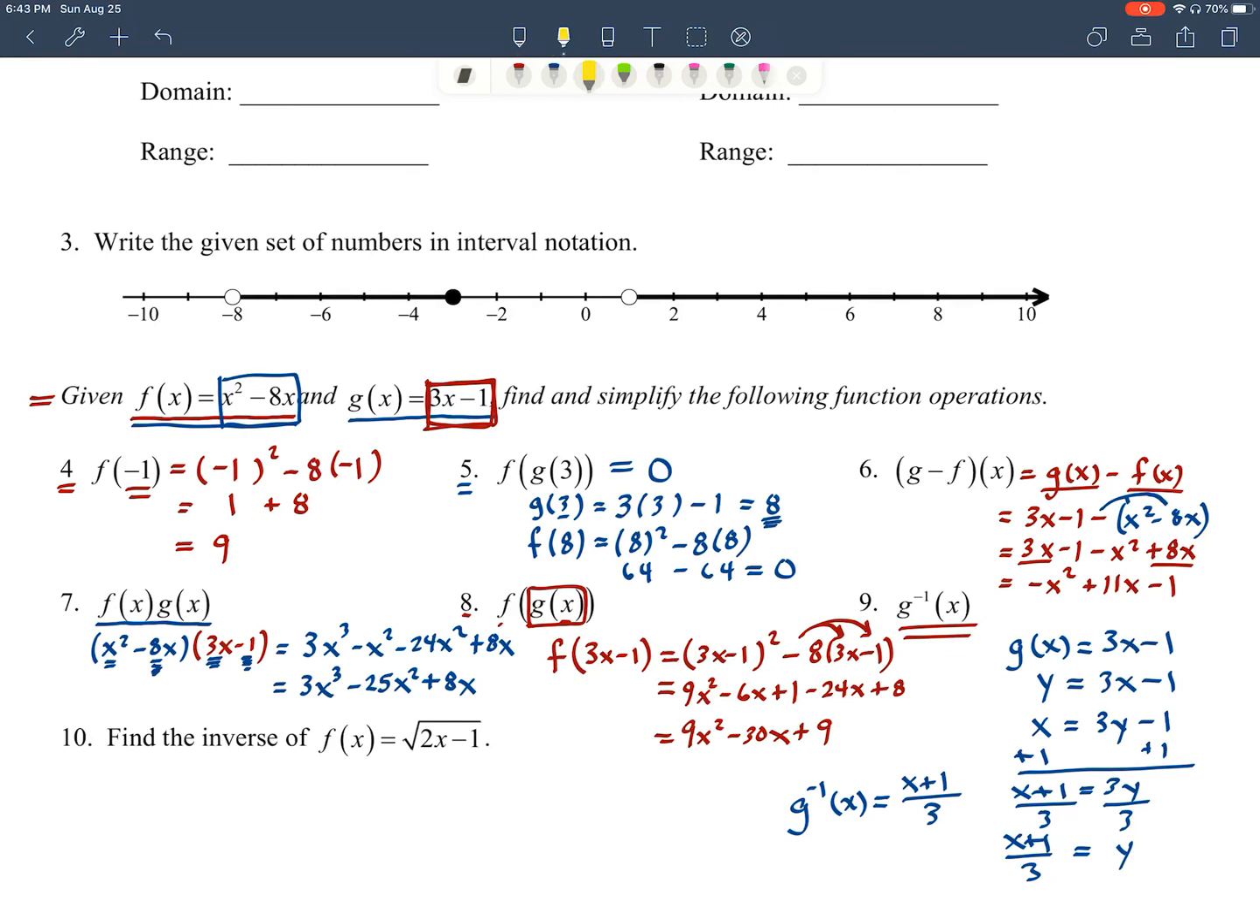So here are our answers one more time. For number 4, you should get 9. For 5, you should get 0. For number 6, you should get negative x squared plus 11x minus 1. For 7, you should get 3x to the third minus 25x squared plus 8x. For number 8, you should get 9x squared minus 30x plus 9. And then for number 9, the inverse of function g should be x plus 1 all divided by 3 there.